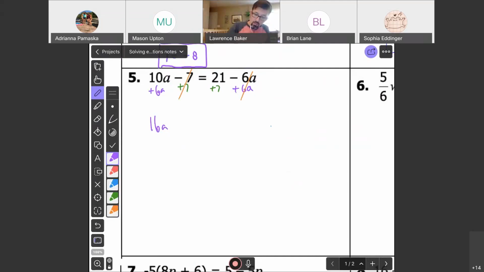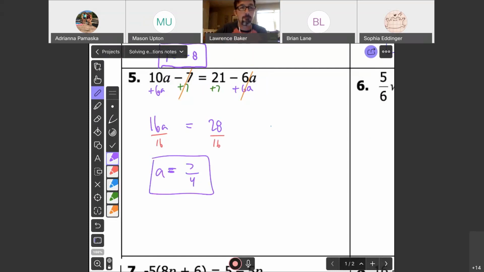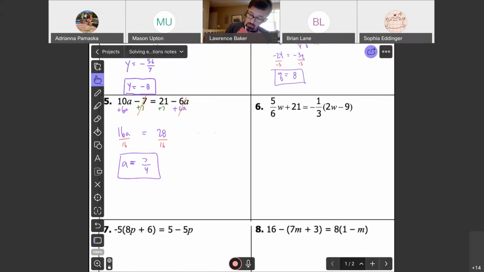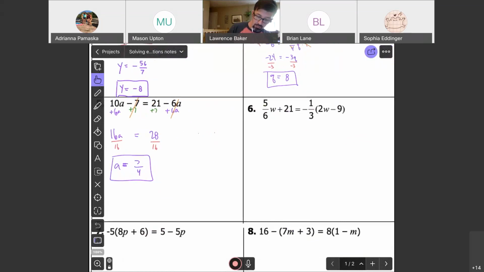So then we get 28 over here. And you can see why this is an easy problem to do, because now we just have one more step. So a equals, those both have a 4 in them, so we get 7/4. Okay, so gather variables on one side, gather constants on the other side, when you have variables on both sides. I think 6 is probably the messiest of the problems we'll do today. The rest are pretty clean in comparison. It's going to be kind of like number 4, but.